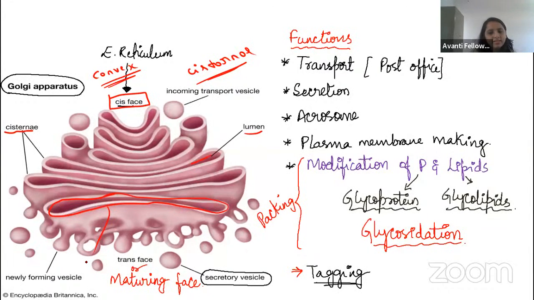Okay guys, that is the one thing. And here you can see acrosome formation will take place, and the plasma membrane is made. Modification of the proteins and the lipids will take place in the Golgi apparatus. So it will tag the particular address to the protein, and then it will send it outside, guys. Remember. So this is about the Golgi apparatus.